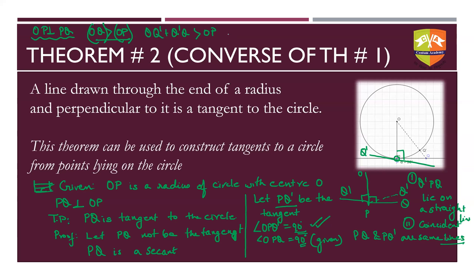What does this mean? This means that Q is always a point outside the circle. All the points except P are outside the circle, because it is immaterial of the choice of Q. Any Q you take, it will be outside the circle. If all the points lying on the line are outside the circle except P, that means there is only one point of contact between the circle and the line, and hence the line is tangent to the circle.